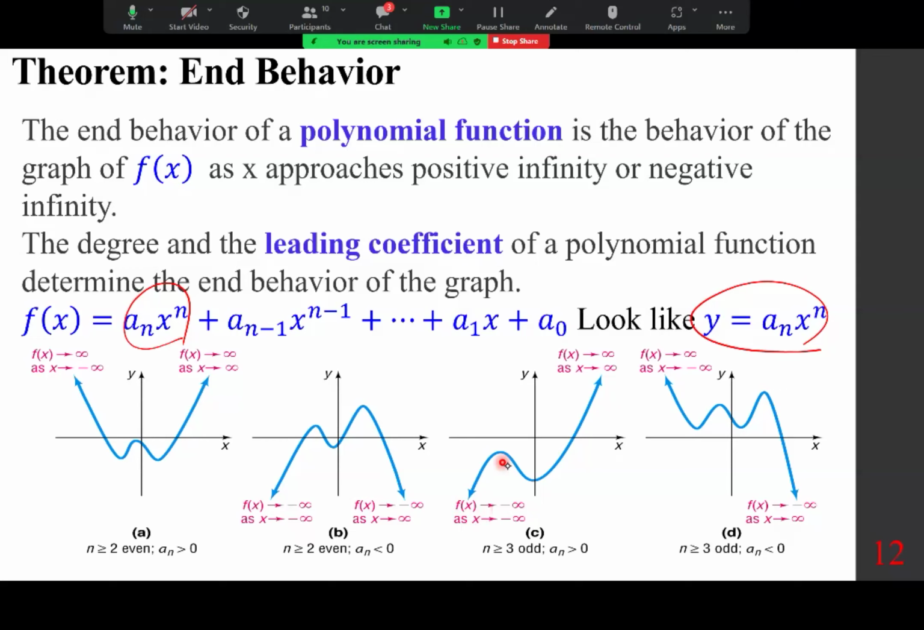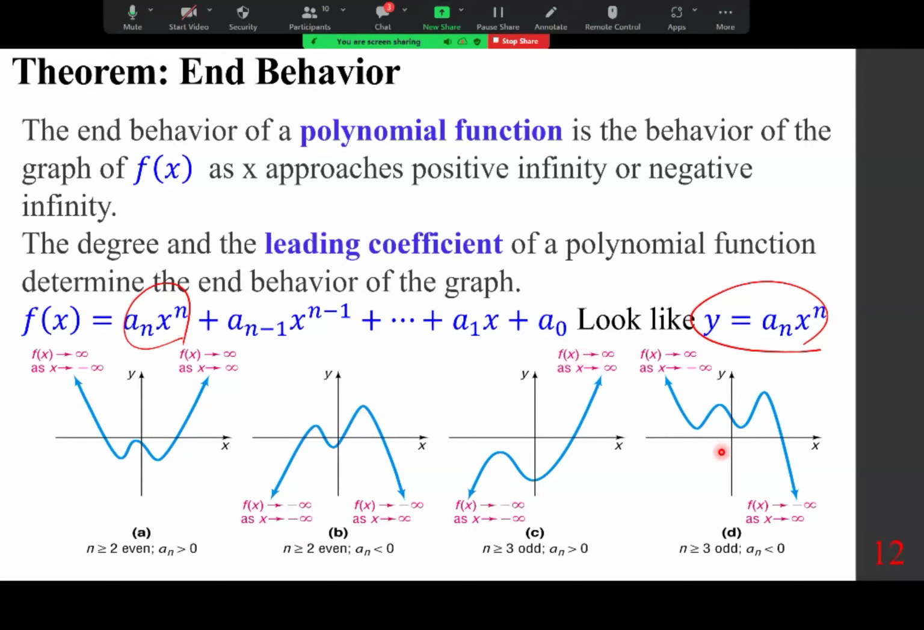And this is the notation, by the way, as x approaches infinity. That's the concept known as a limit. Later on, we'll discuss this with more details in calculus. So f of x is approaching infinity. That's the meaning of it.